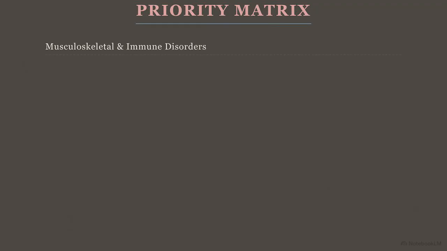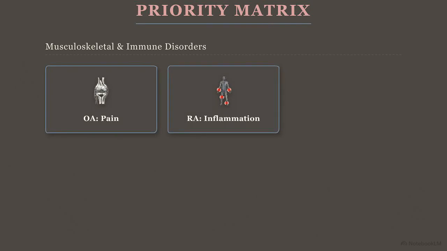Let's lock this in with an ultimate priority matrix. For musculoskeletal and immune disorders, osteoarthritis requires managing pain and mobility. Rheumatoid arthritis requires controlling systemic inflammation. With lupus, you must protect the kidneys.